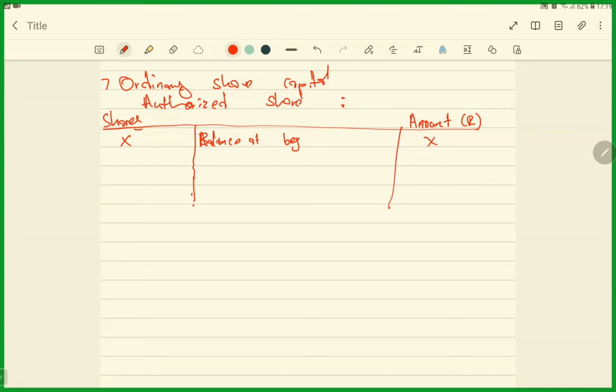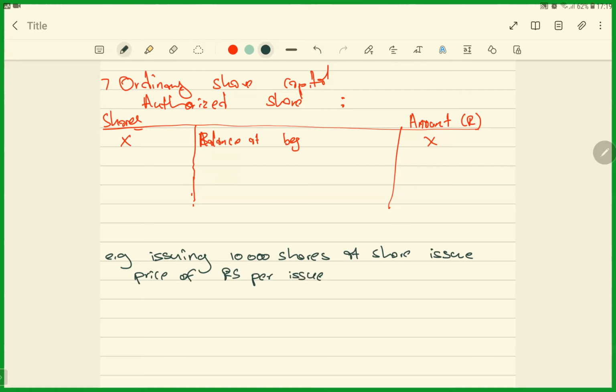Then let's say, for example, we are told that they are issuing shares. Let's say they are issuing 10,000 shares at a share issue price of 5 Rand per share. You have to note that the share issue price is the price at which we are selling each share. So if we are selling one share, we sell it for 5 Rand. In this case, they are issuing 10,000 shares, each at 5 Rand.